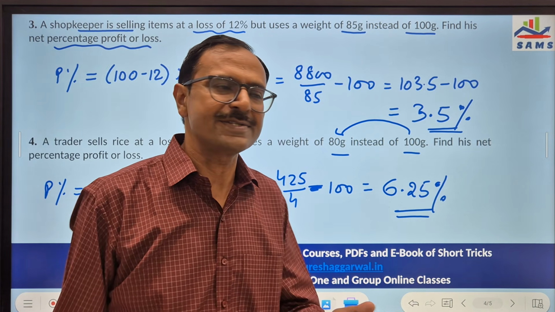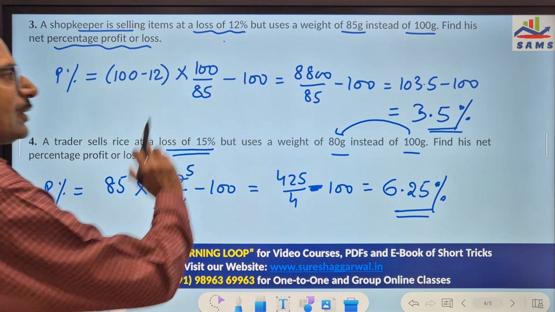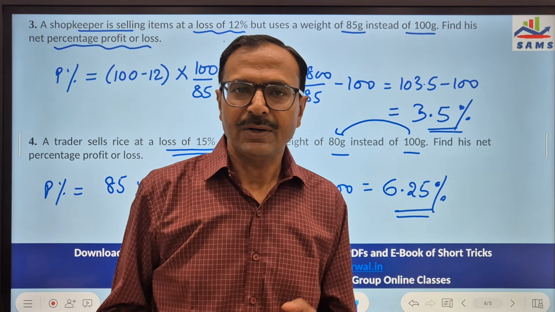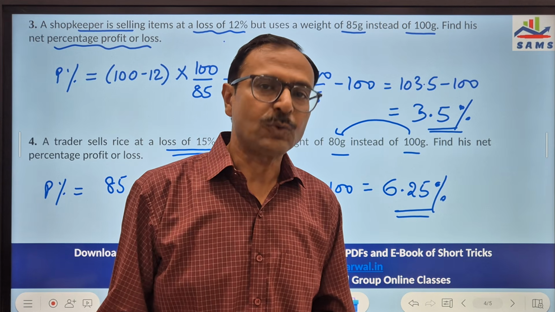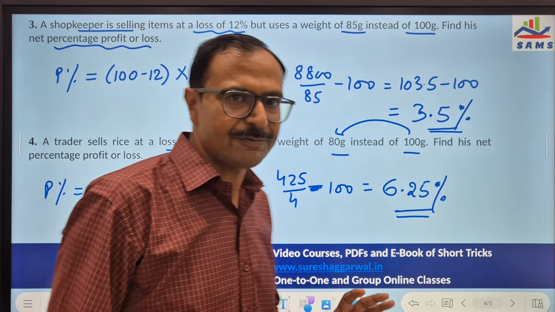So you can see, friends, a simple concept applied and a difficult problem solved without any formula and without any calculations. Major calculations are not a part of this.